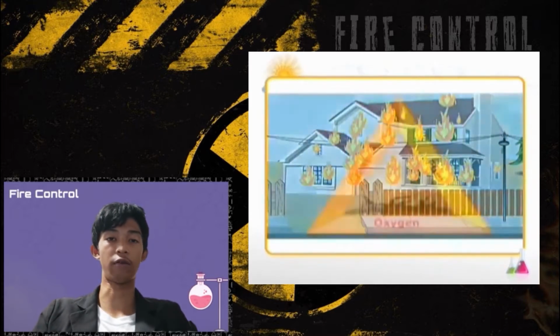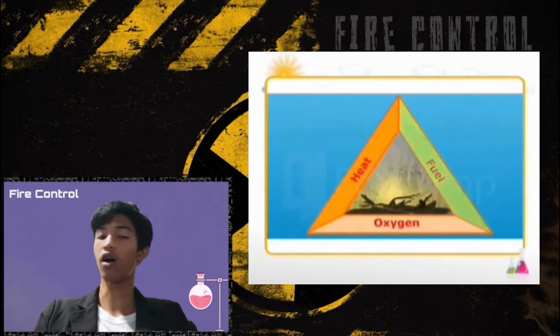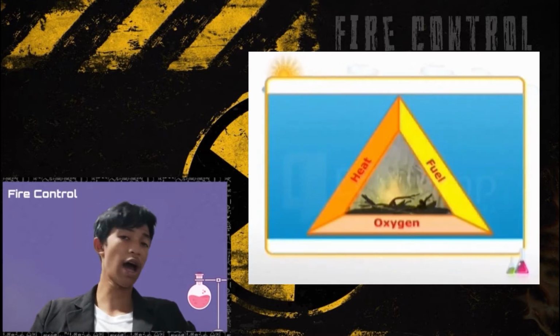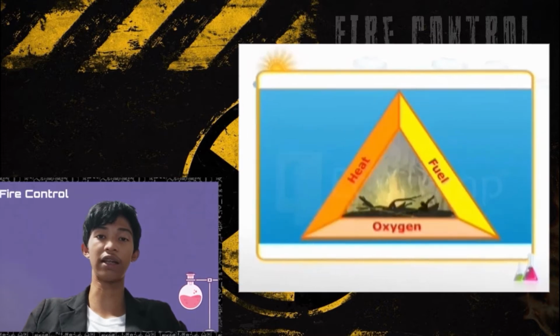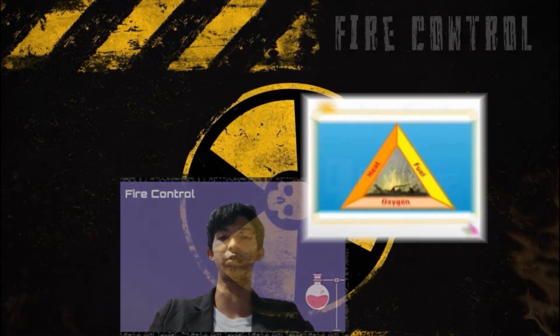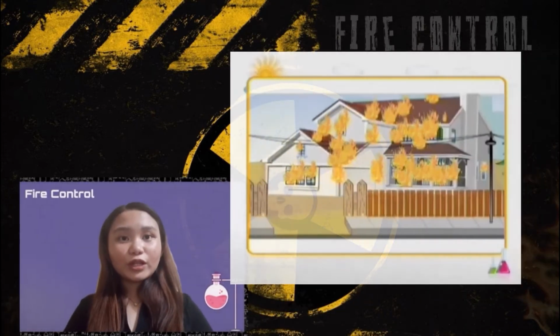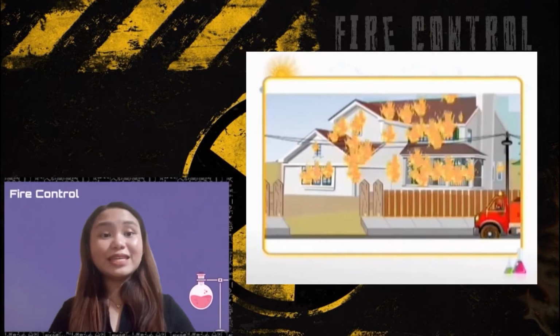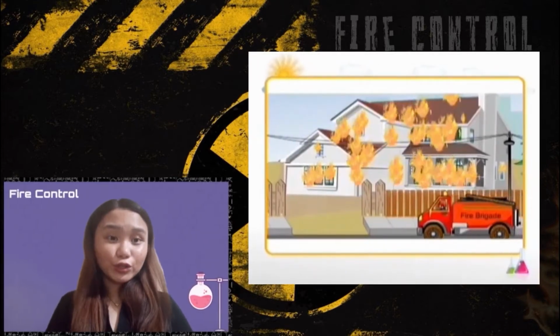The combustion of a substance requires fuel, oxygen, and heat. Ang kawalan ng kahit ano sa nabanggit ay makakatulong sa pagkontrol ng apoy. The use of water to douse the flames is the most basic and prominent method of fire control.